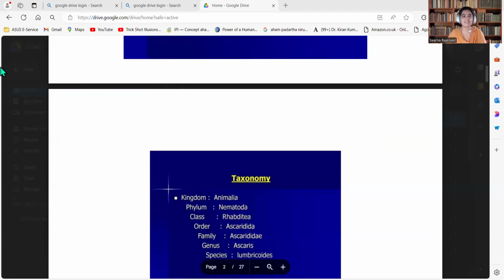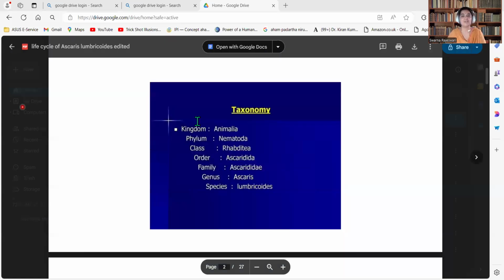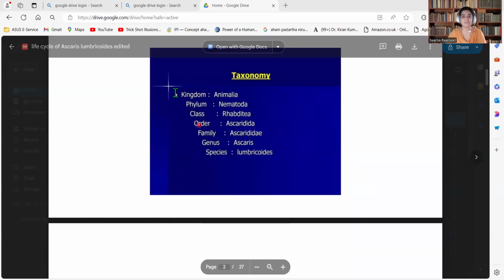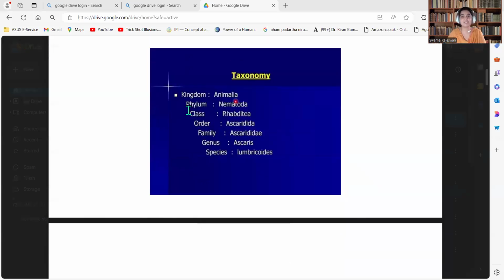So first, we will see its classification, that is taxonomy. So we know that Ascaris belongs to the kingdom Animalia. It belongs to the phylum Nematoda, class Rhabditia, order Ascaroidea, family Ascaroidae, genus Ascaris, and species is lumbricoides.